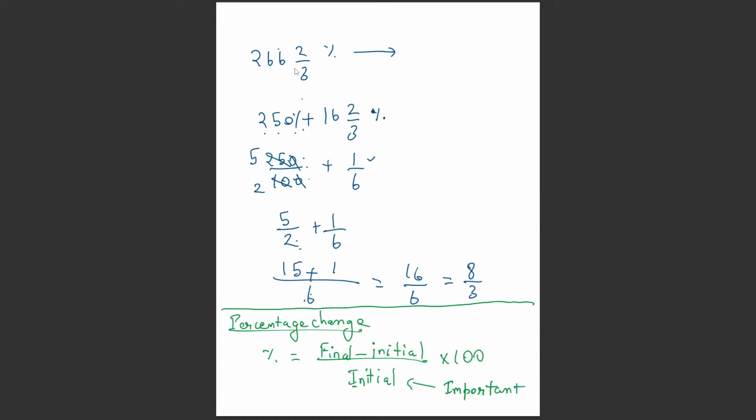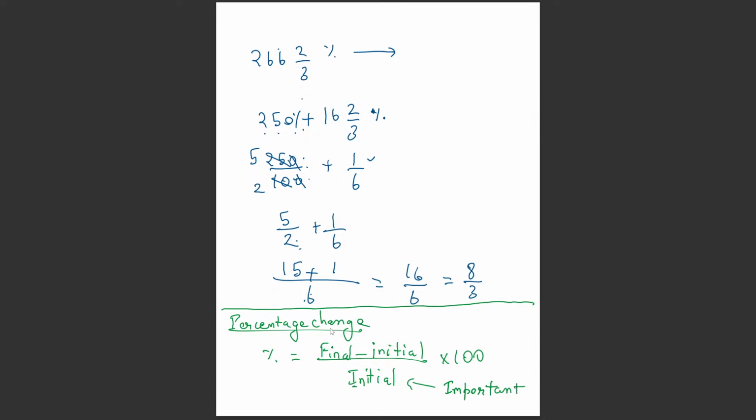Further, we also discuss our example, 266 2 by 3 percent. We can divide this number into 250 plus 16 2 by 3. Now 250 percent converted into a fraction is 250 by 100, plus 16 2 by 3 is 1 by 6. Now this fraction is 5 by 2, plus 1 by 6 is also a fraction. We added overall and get the fraction as 8 by 3.